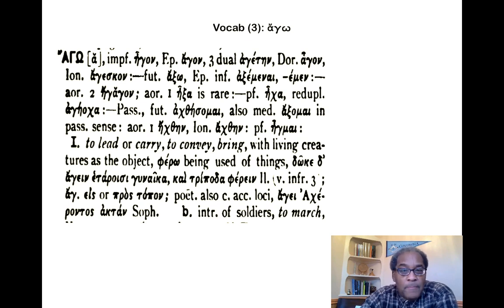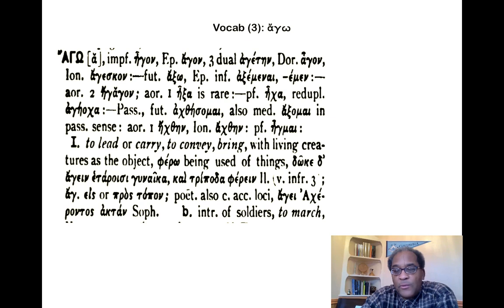And you ago a horse to water, to lead a horse to water. And also, "Acherontos okhthon," to lead to the shore of Acheron. We have the accusative, the locative accusative, which is poetic. And then intransitive with soldiers, it can mean to march.